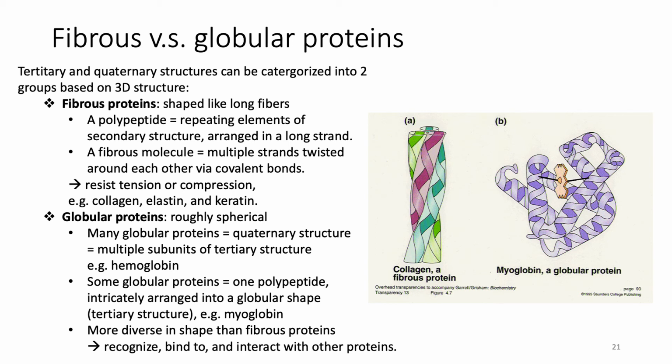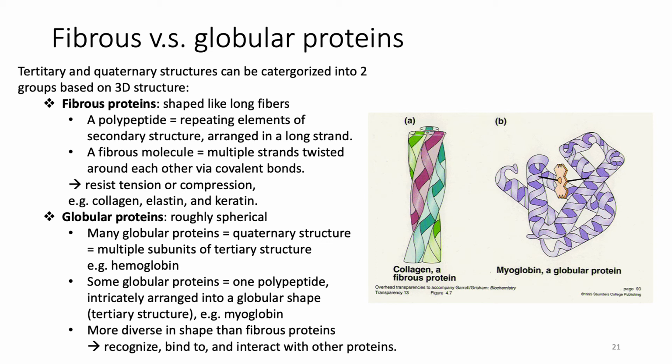Many proteins are roughly spherical, which makes them globular proteins, while others are shaped like long fibers, and so they're fibrous proteins. The basic unit of fibrous protein is a polypeptide that is composed of repeating elements of secondary structure arranged in a long strand. Multiple strands twisted around each other create a fibrous molecule. This setup allows fibrous proteins to resist mechanical stress, such as tension and compression. Examples include collagen, elastin, and keratin.